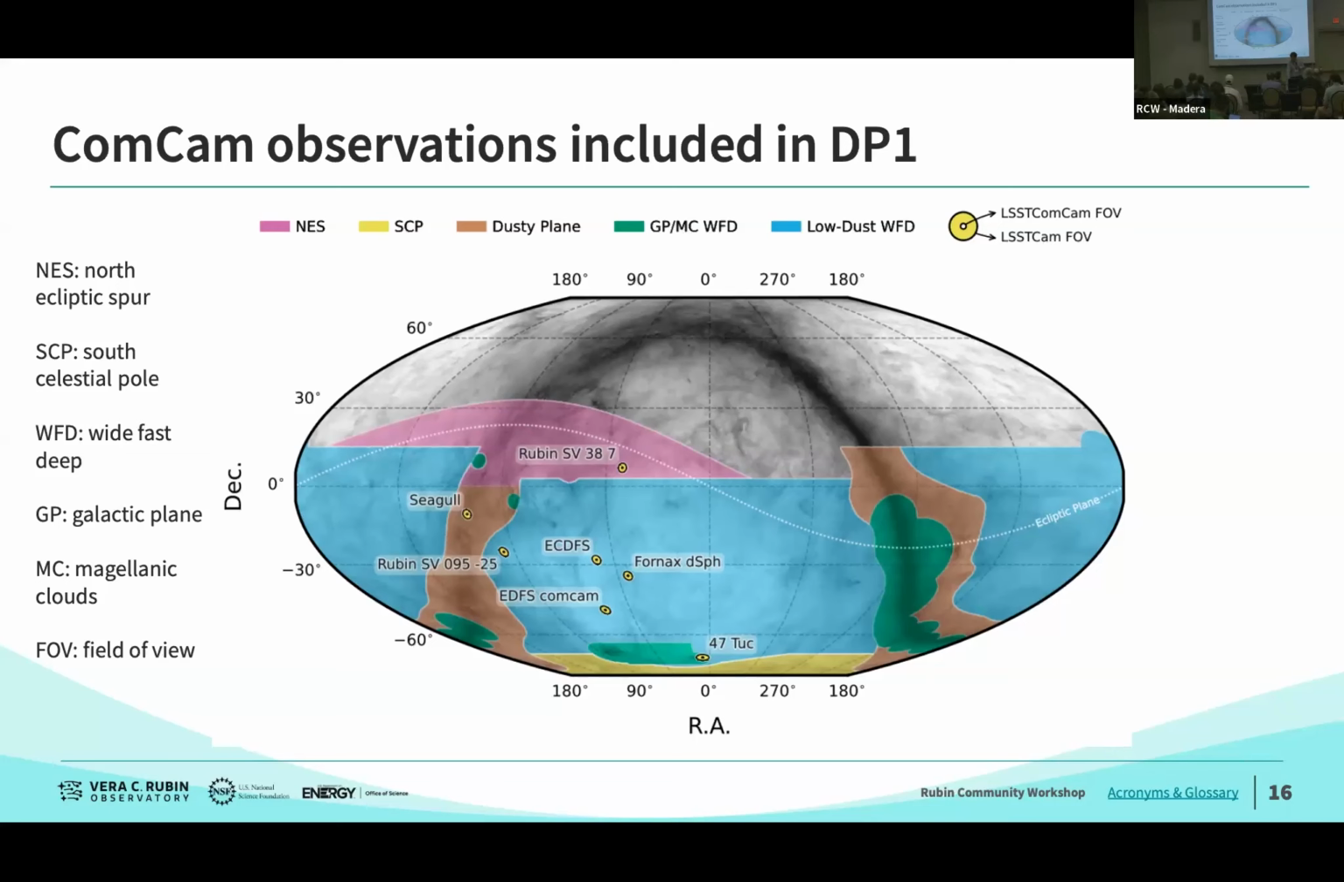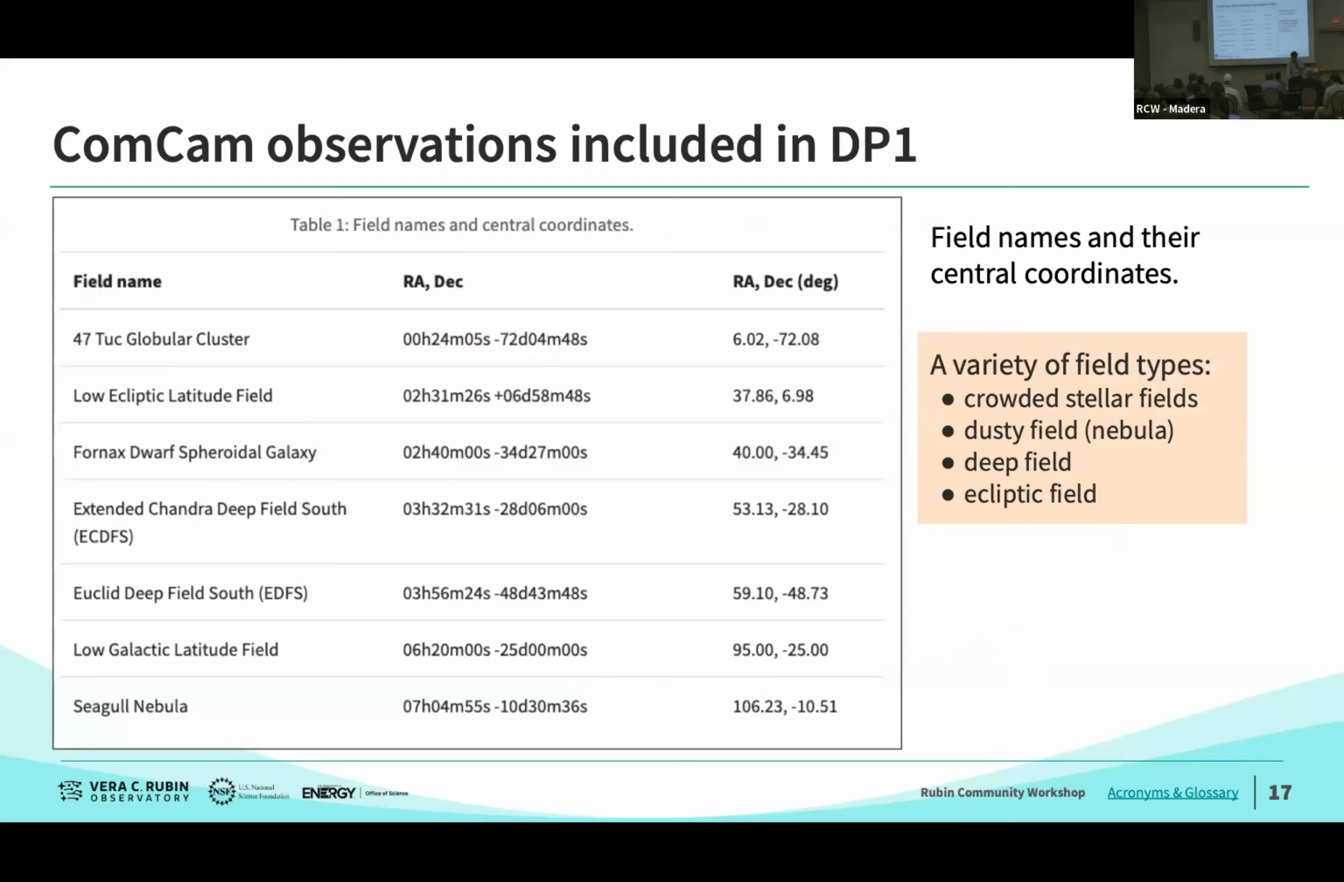But in more detail, we have these 7 fields. And in this plot, we have the actual names and the coordinates on the sky. But these fields, we have to keep in mind, of course, that they were chosen, first of all, in order to do commissioning of the observatory.